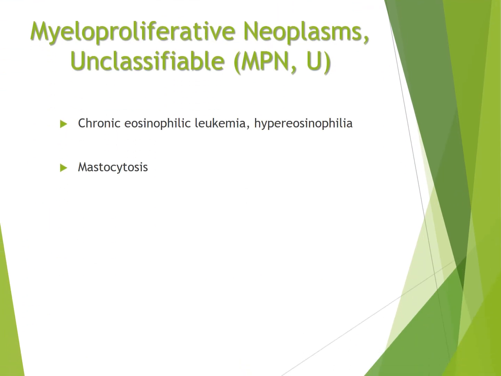Now, MPNs in the category unclassifiable are designed to capture any kind of disorder that expresses myeloproliferative features but fails to meet the criteria of those specific conditions that were named earlier, or overlaps with some of the symptoms. Some of these conditions include chronic eosinophilic leukemia, hypereosinophilia, and mastocytosis.